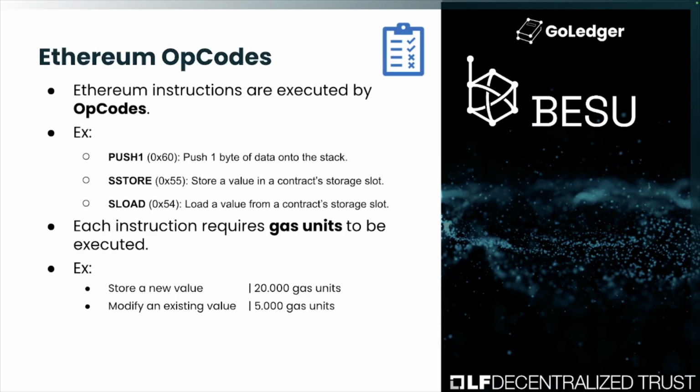In order to execute transactions on the EVM, Ethereum uses operation codes, commonly known as opcodes. Opcodes are low-level instructions generated after a smart contract is compiled. These instructions are then processed by the EVM to perform specific tasks. Each opcode requires a certain amount of gas units to execute. For instance, the PUSH1 opcode pushes 1 byte of data onto the stack, while the SSTORE opcode stores a value in a contract storage slot.